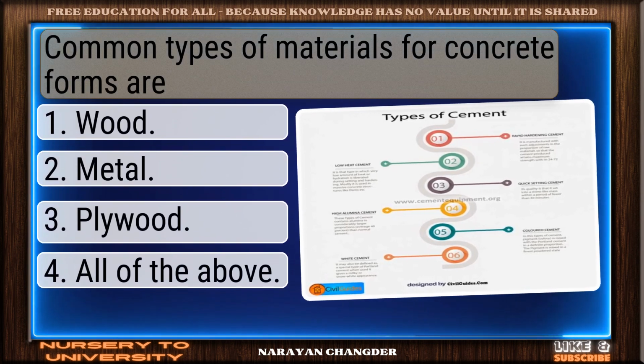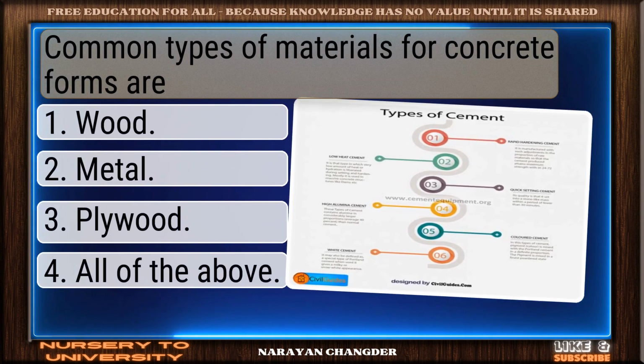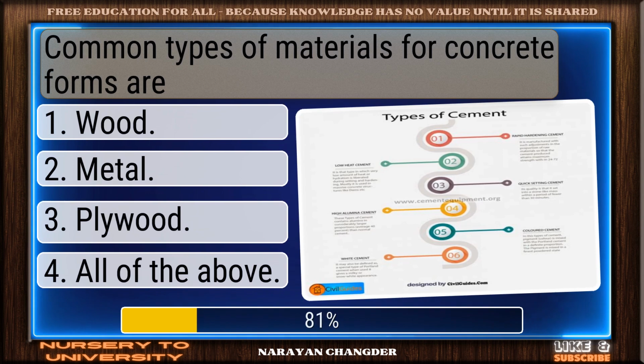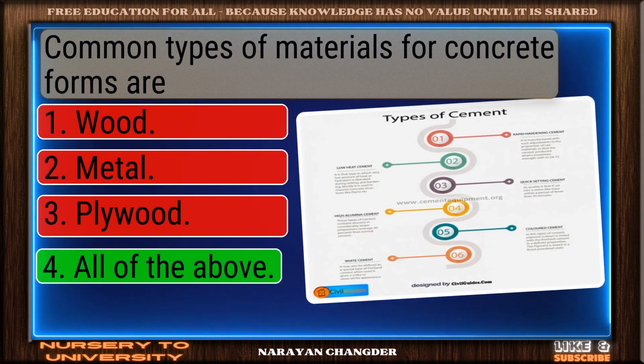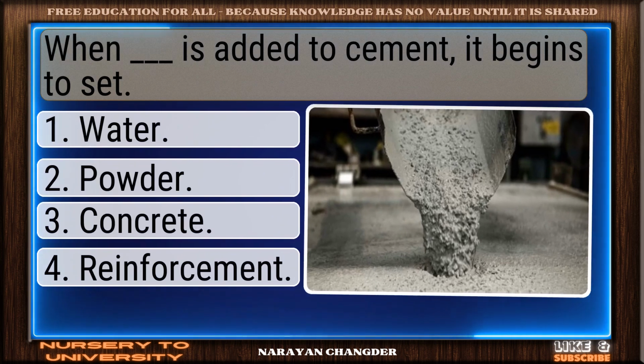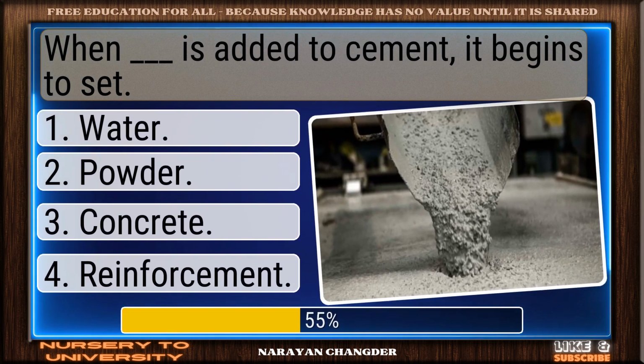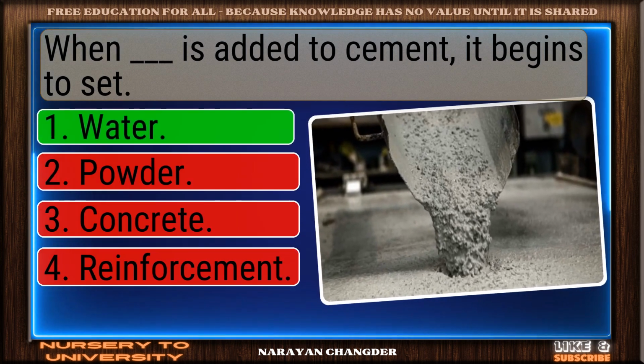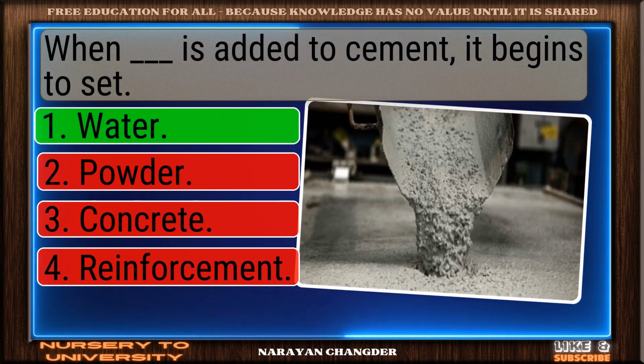Common types of materials for concrete forms are. Bravo. All of the above is the answer. When dash is added to cement, it begins to set. Strong choice. Water is the right answer.